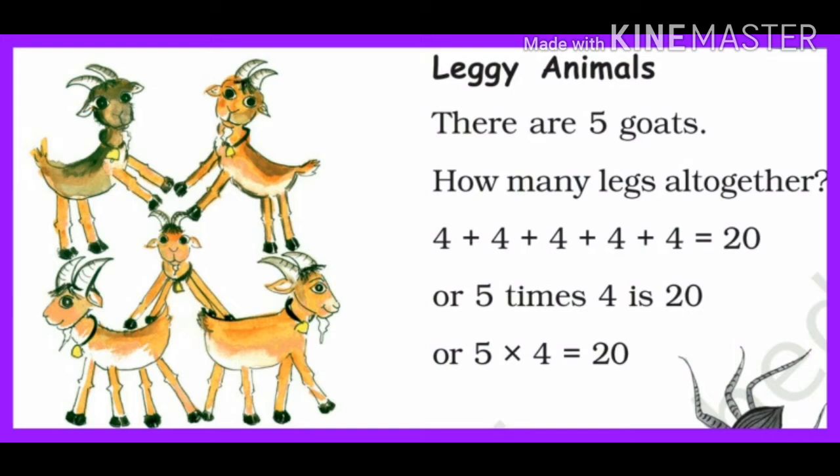Same thing can be written as 5 times 4 as we are adding the number 4 5 times and the answer will be 20. This can be written in another way as 5 multiplied by 4, answer will be 20.